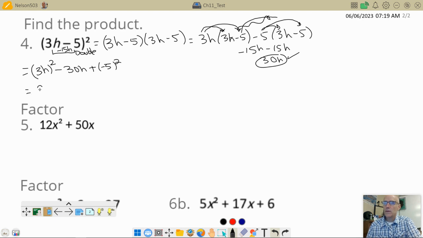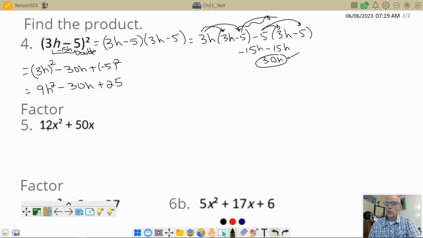We get 9 because 3 squared is 9. A lot of people forgot the 9. And then we get h squared. Some people forgot that it's h squared minus 30h. And then we get plus 25 for the last term. That's how you multiply this out. So people that get good at this shortcut can do this problem in probably 10 seconds. 9h squared minus 30h plus 25. I could probably do it in 5 seconds.